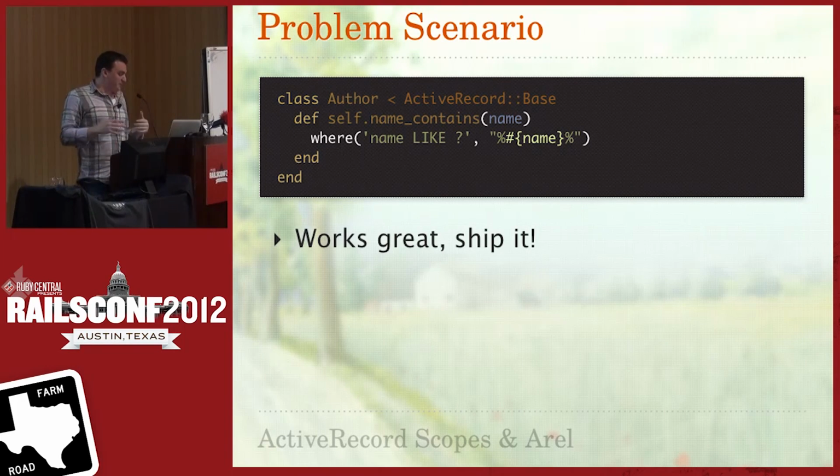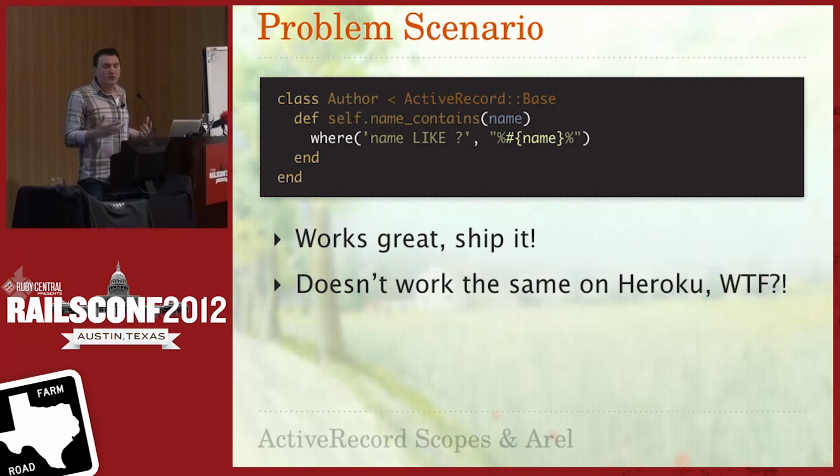So anyway, our scope works great. It's doing exactly what we want. It's finding all the authors where the name is within that column. But we're starting to get reports that when we go to production, we're not getting the same results back. It's not performing the same.